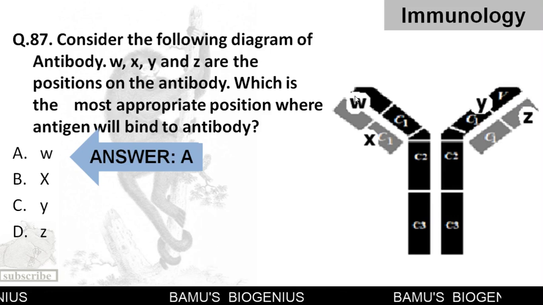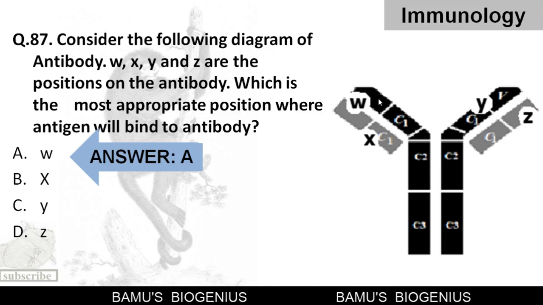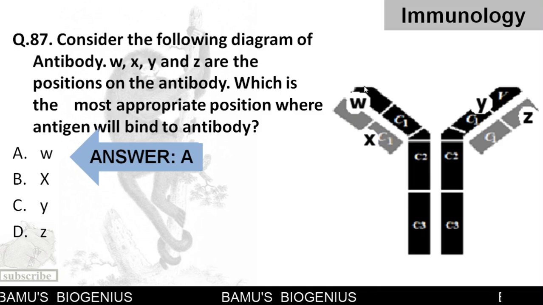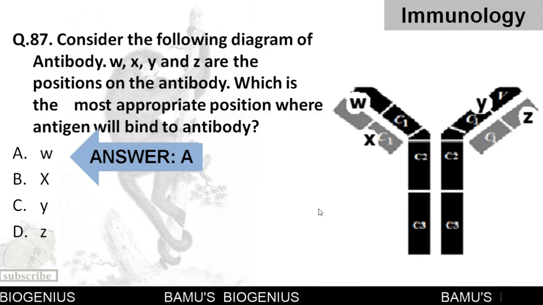This is because this is a heavy chain, and this is a variable region on the light chain. This is a variable region. So these two variable regions are responsible for binding with the antigen. In question number 88, identify X, Y, Z in the diagram.